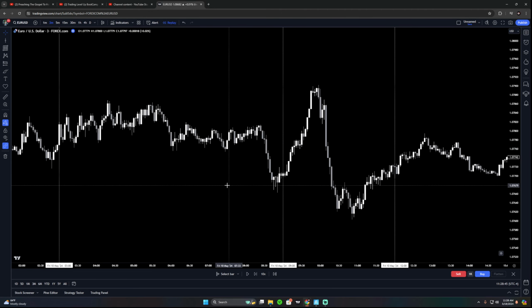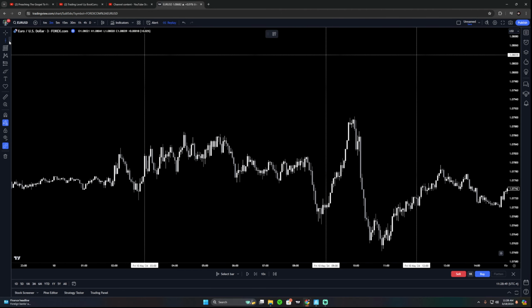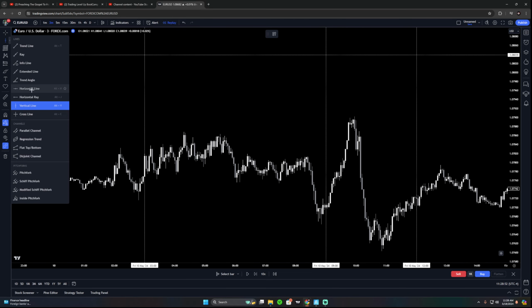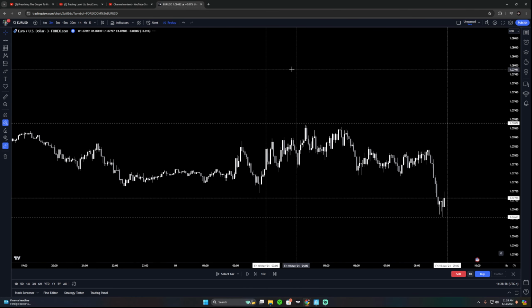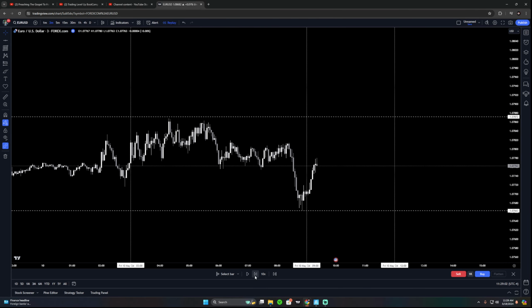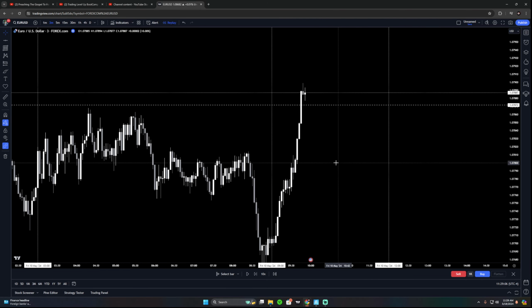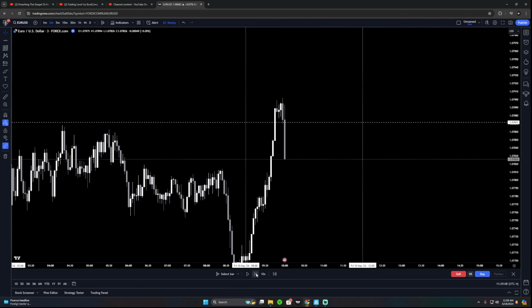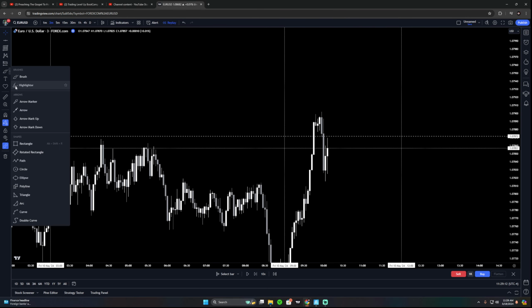Alright, let's go over the setup. So, what are we going to do? Mark out our London session high and our low. Select bar. Okay, let's see what price does. We see it break to the upside, so we're looking for a fair value gap to the downside on the 3-minute. As you guys can see, we get one.